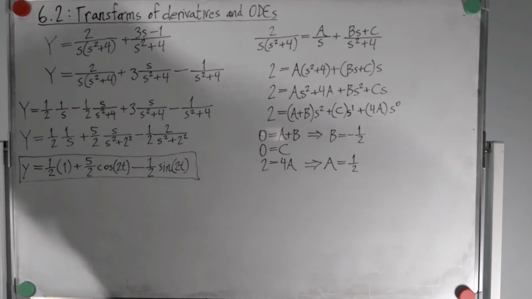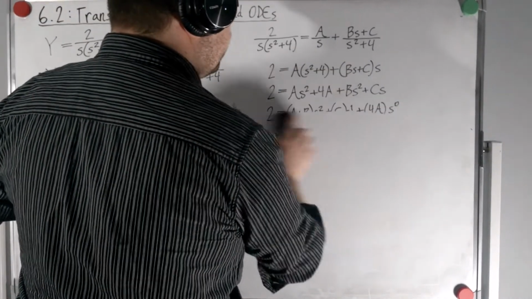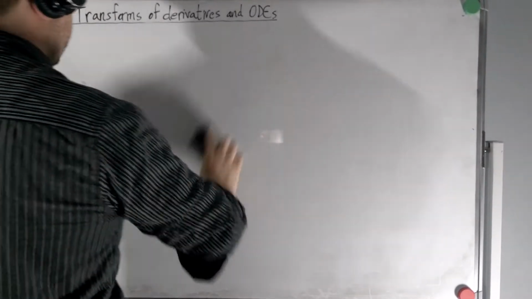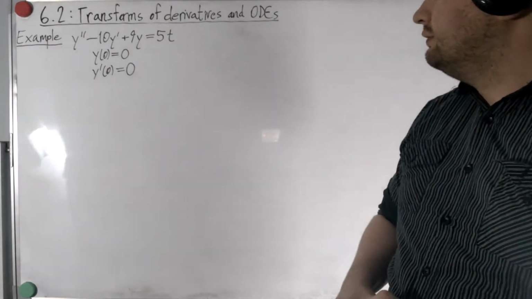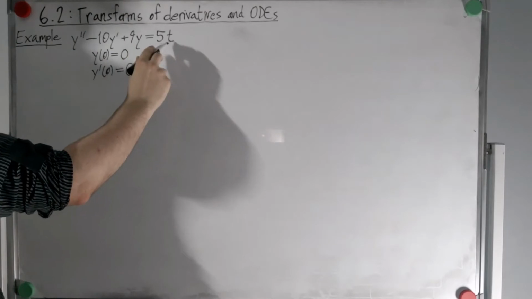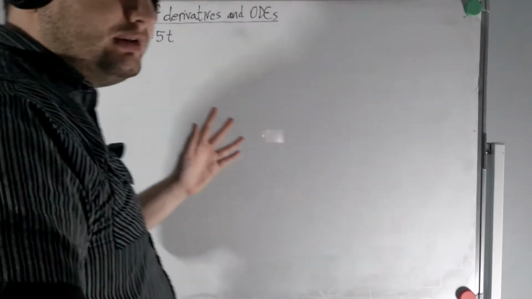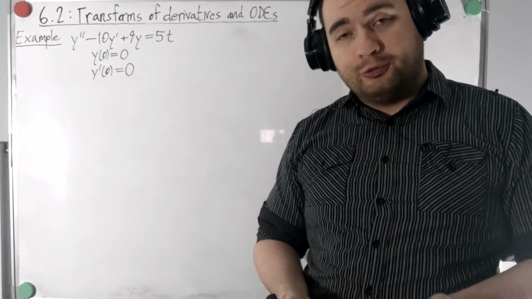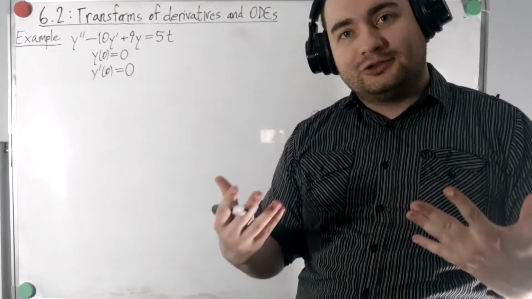So, of course, we're going to do another example. I'm going to erase this. So, let's suppose we have y prime prime minus 10y prime plus 9y equals 5t, y of 0 equals 0, and y prime of 0 equals 0. Let's try to solve this by the Laplace transform method. Again, we could have done this by the method of undetermined coefficients. That would have worked. But we're just doing it by the Laplace transform method in order to illustrate how this is done.